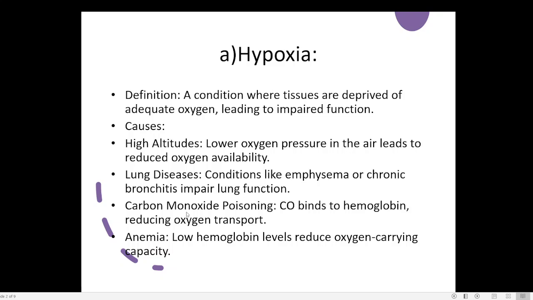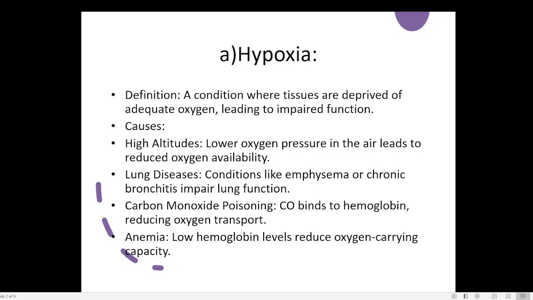Then another situation of hypoxia is carbon monoxide poisoning, about which we will be studying, because carbon monoxide has a higher affinity for hemoglobin. So when carbon monoxide is present in the air, instead of binding with oxygen, hemoglobin will be binding with the carbon monoxide, so that hemoglobin may be transporting more carbon monoxide rather than oxygen. That is what is happening in carbon monoxide poisoning.